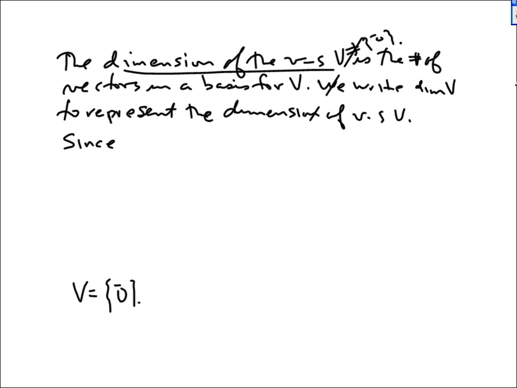Since the set that just contains the zero vector is a linearly independent set. Now, why is that true? Because I can take a linear combination of vectors in this set. There's only one vector in that set. I can take a linear combination and get the zero vector, and not all my scalars are 0.